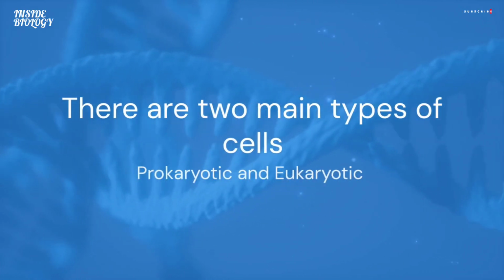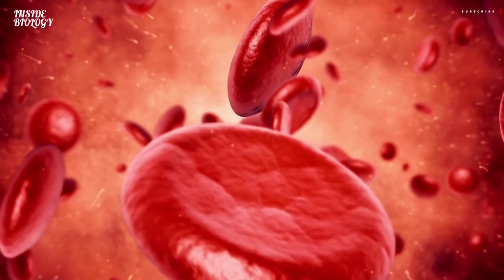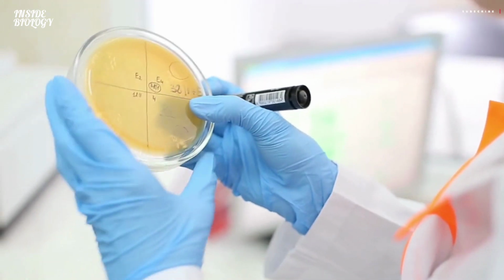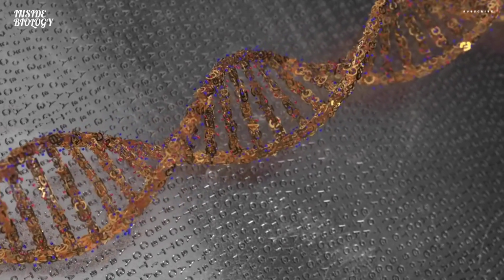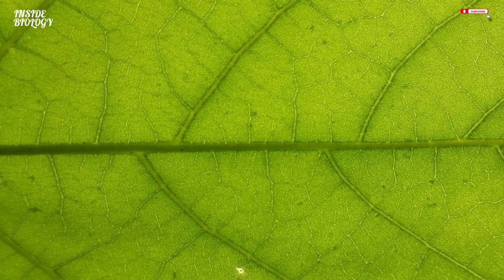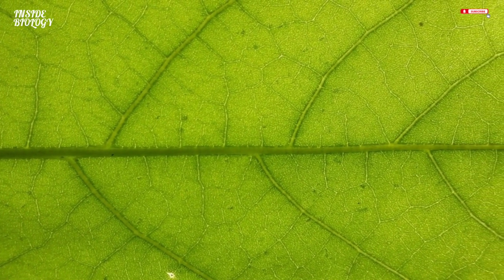There are two main types of cells, prokaryotic and eukaryotic. Prokaryotic cells are simple. They have no nucleus. Bacteria are prokaryotes. Eukaryotic cells are more complex. They have a nucleus that stores DNA. Animals, plants, and fungi are all made of eukaryotic cells.